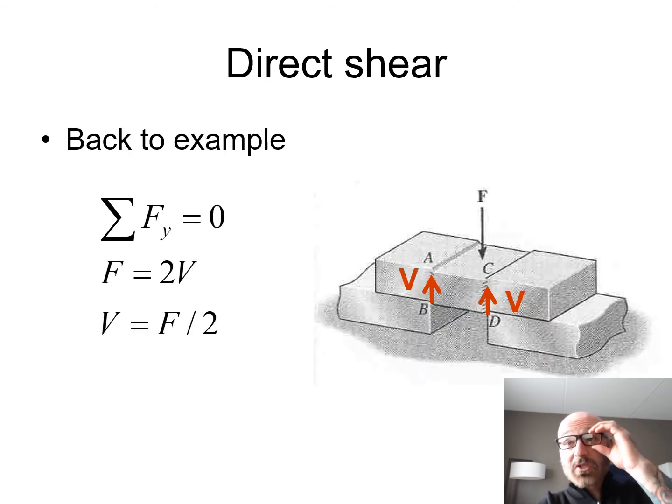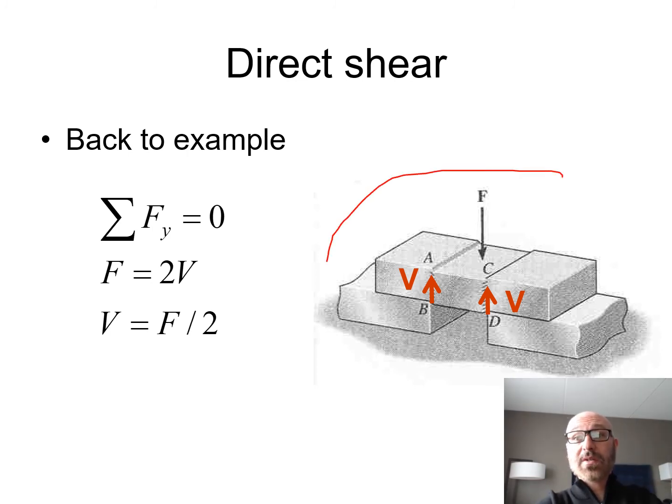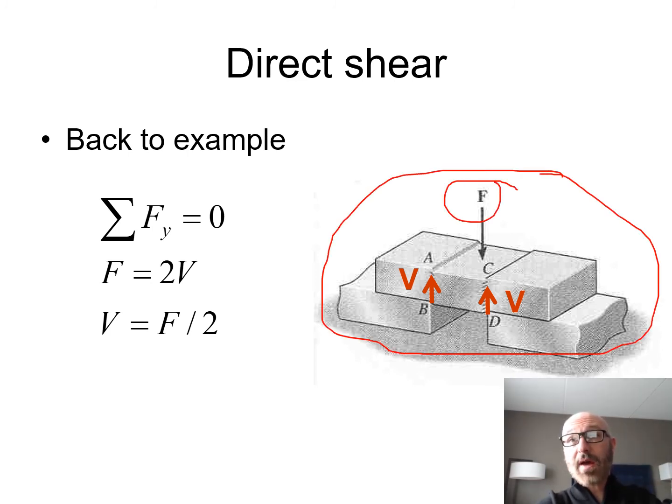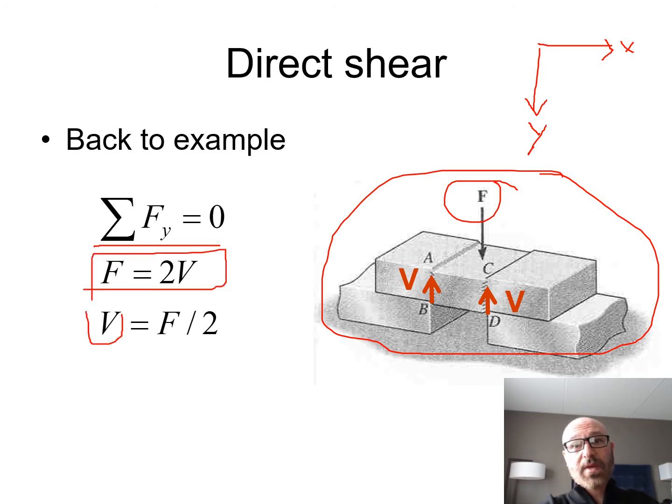Going back to our example up here, there's our diagram again and there's our applied load F. Again, we do out our coordinate system, where y is positive down and x is positive right. X really doesn't matter for this case, we're just dealing with the y direction. Summation of forces in the y direction equal to 0, so F minus 2V is equal to 0. Solve that, F is equal to 2V. Solve it for V, V is equal to F over 2.